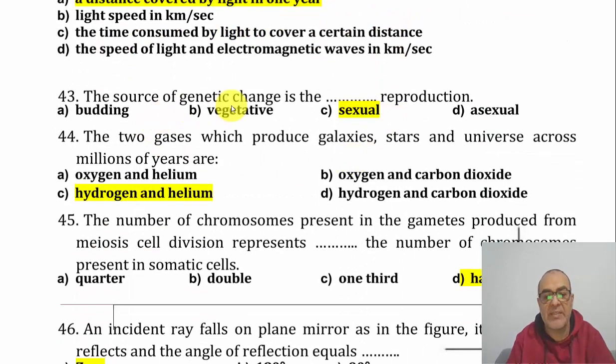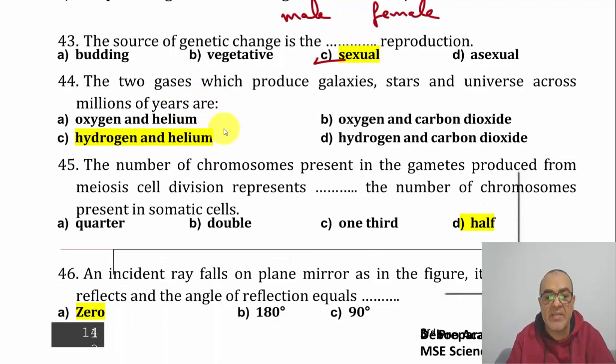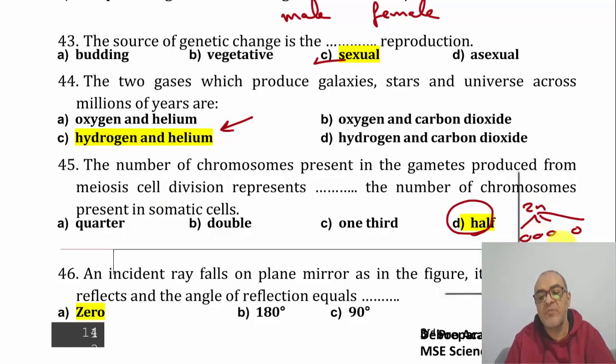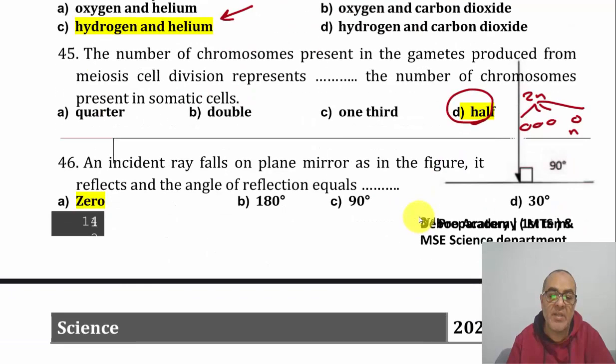The source of genetic change is sexual reproduction, because in sexual reproduction we get half of the hereditary substance from the male and the other half from the female. The two gases produced in the galaxy, we said, are hydrogen and helium. The number of chromosomes in the gametes produced from meiosis is half, because meiosis gives 4 cells, each of them containing N, half the hereditary substance.